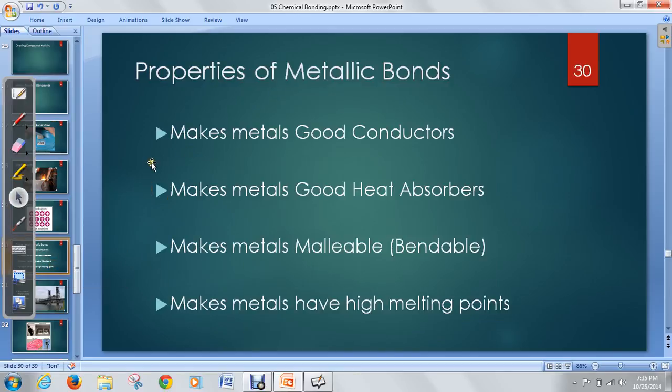Specifically, some of the things we can see are that it makes metals good conductors, because electrons can flow freely. It makes metals good heat absorbers because the atoms can vibrate without any resistance. It makes metals malleable or bendable because the atoms can move up and down, again, without worry about where the electrons are. And it also gives metals high boiling points. All right, so again, these are metallic bonds, kind of unique, kind of different from the covalent and ionic bonds.